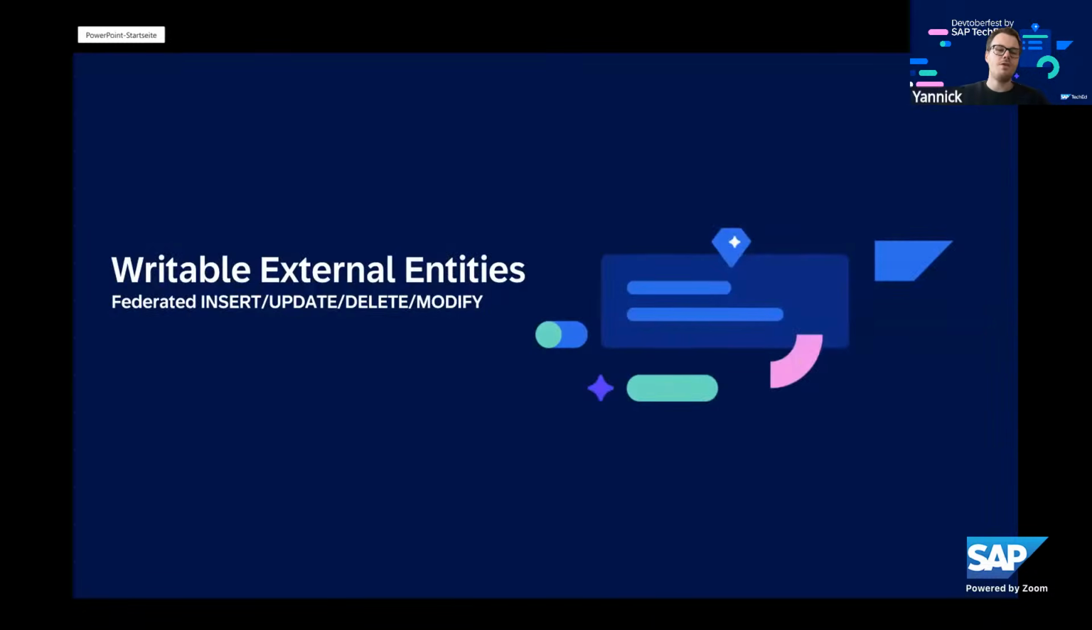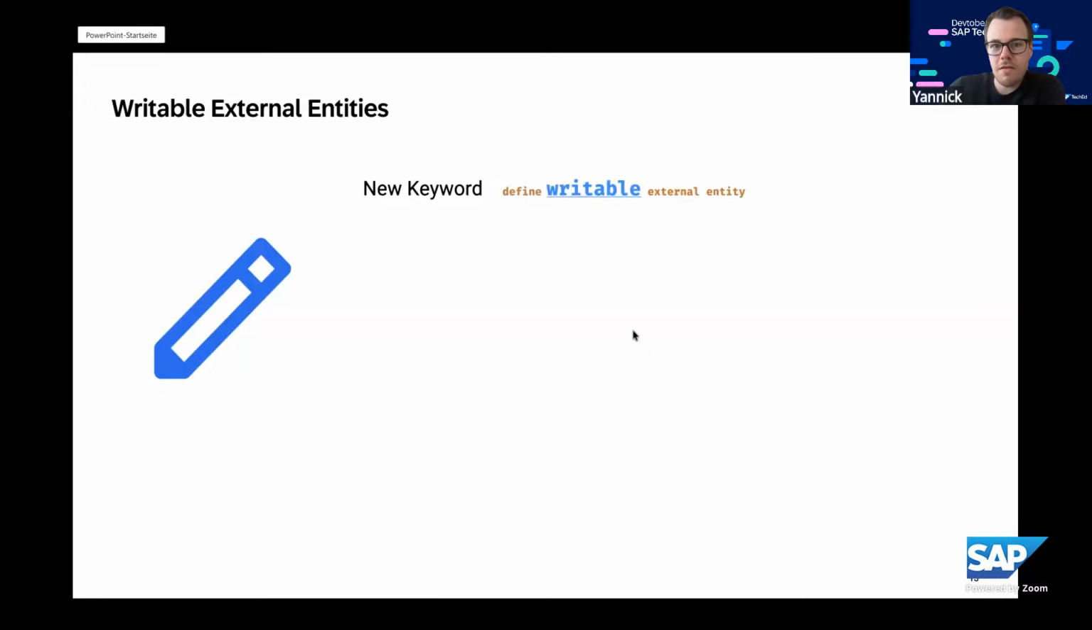So what did we do as the first milestone? Not only reading data is important, but also writing data. For this, I will talk about our new approach, how to write with external entities into the remote database system. First of all, we have the new keyword writable in the definition of the external entity. It's similar to the writable of a view entity. So what will we do with it?